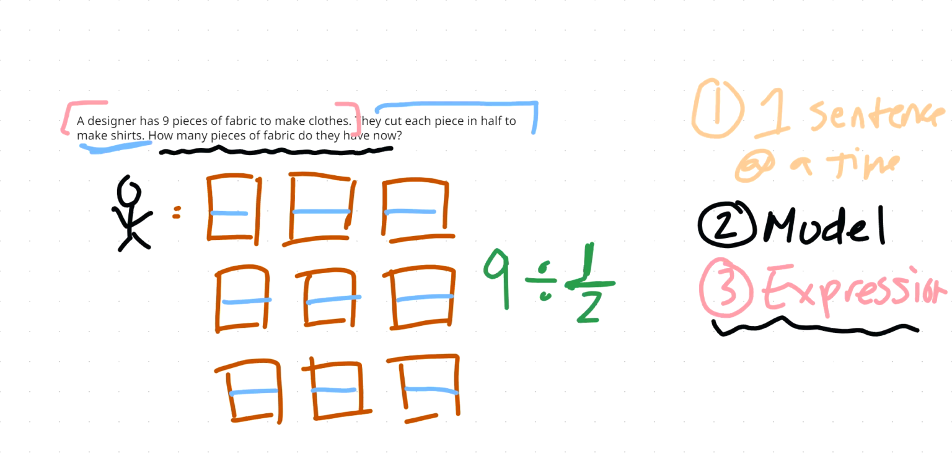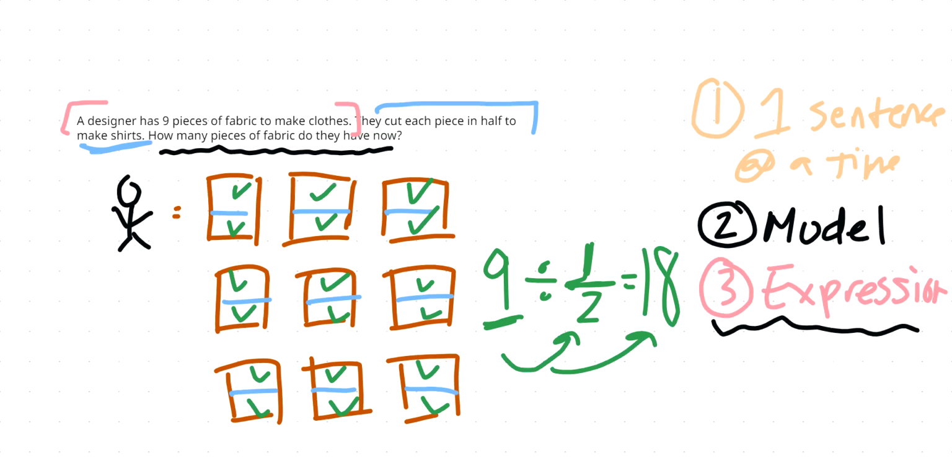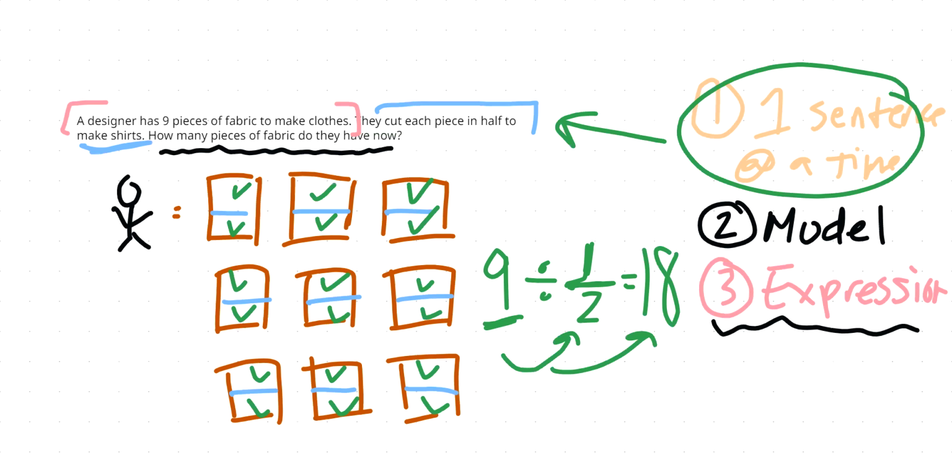So let's look. I got 1 piece, 2 pieces, 3 pieces, 4, 5, 6, 7, 8, 9, 10, 11, 12, 13, 14, 15, 16, 17, 18 pieces. That would make sense, right? Because again, a whole number divided by a fraction ends up with another whole number. We were able to make sense of this story problem one sentence at a time. We drew models and expressions to help us. The last thing I need is a labeled answer, and that answer is 18 pieces of fabric.